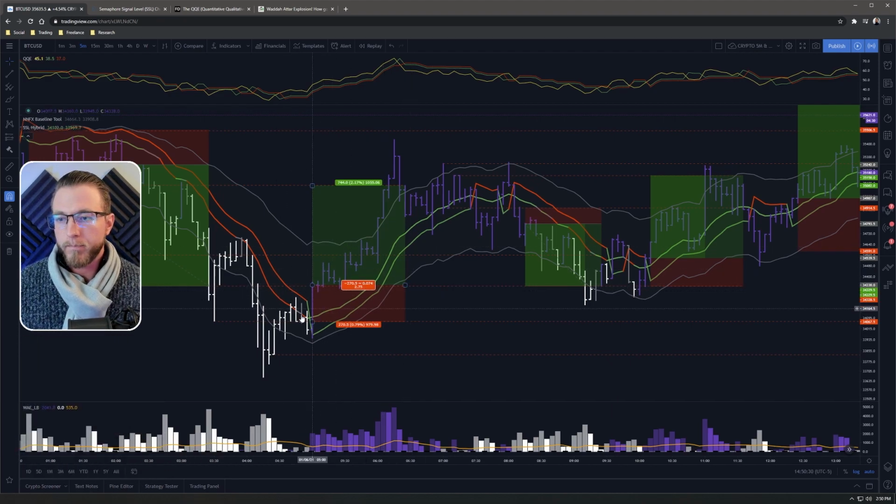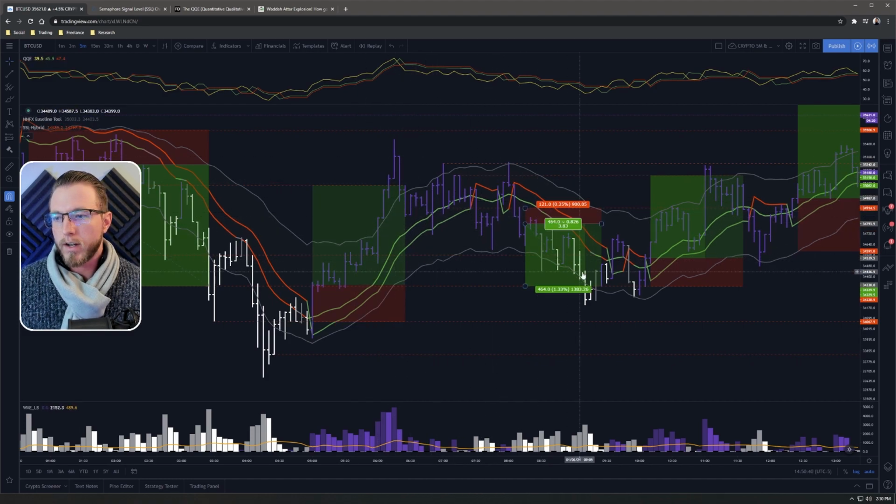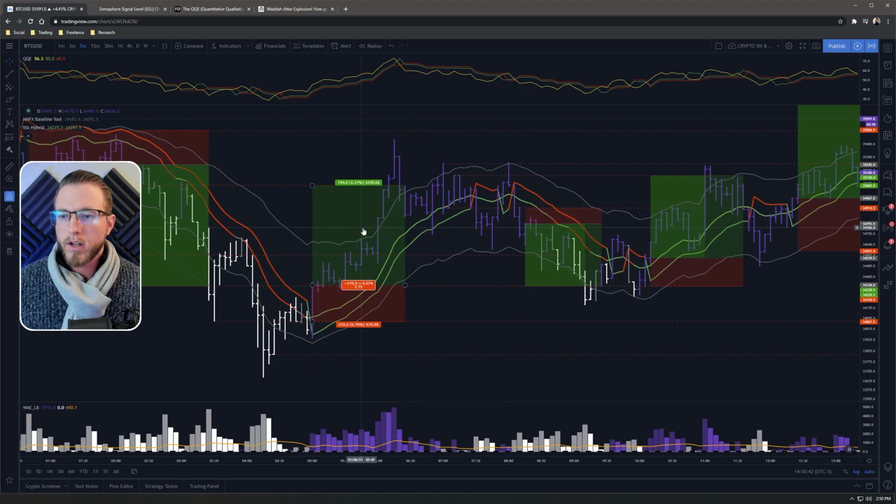Most people probably would have seen this and waited to enter until the break of this high here. They would have entered on this candle. They would have gotten stopped out at entry, or if they let it keep running, they would have hit their stop loss later on here. So I actually ended up getting into this with this strategy right here. The trade kept going and I exited here.